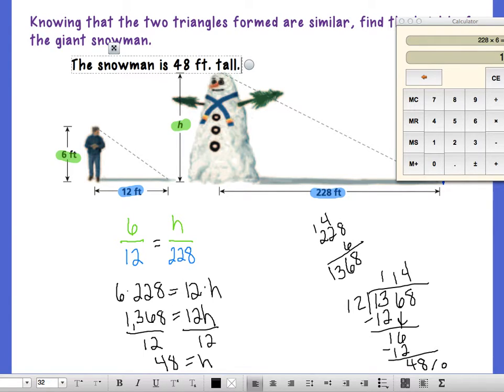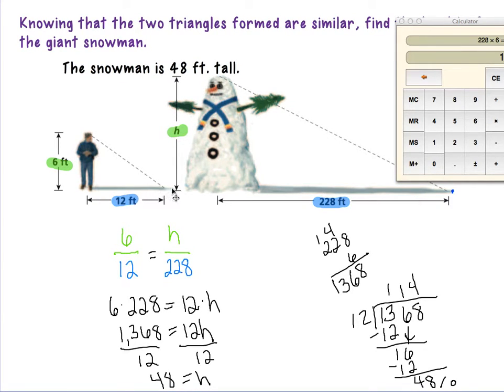And again, we used indirect measurement. We measured the shadows and we measured the man so we could find the height indirectly. If we directly measured it, we would have taken a tape measure and a ladder and gone from the top of the snowman to the bottom. But in this case, we had to measure other things and use proportions to help us find the height of that snowman.